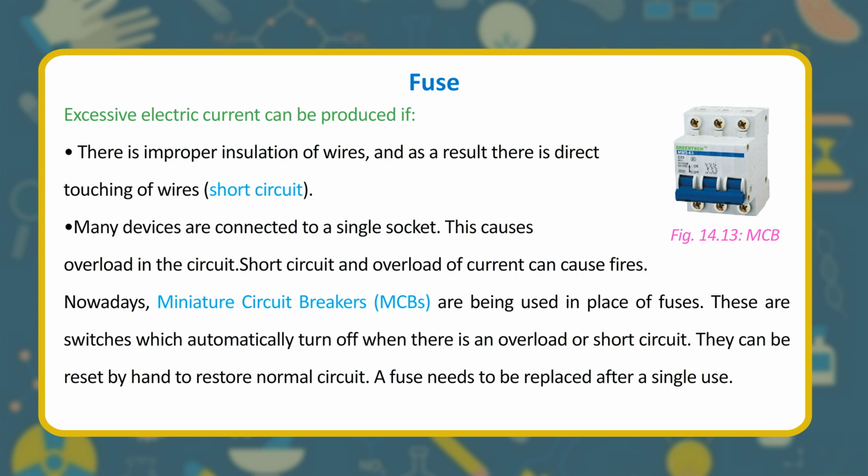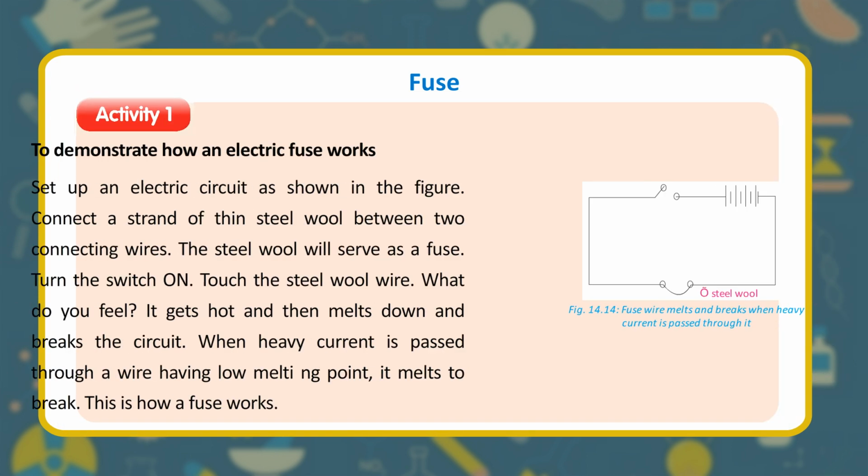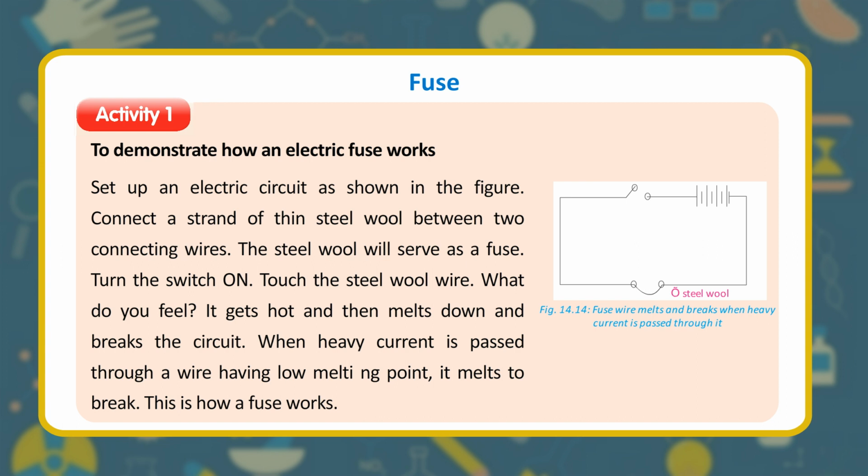A fuse needs to be replaced after a single use. Activity. To demonstrate how an electric fuse works, set up an electric circuit as shown in the figure. Connect a strand of thin steel wool between two connecting wires. The steel wool will serve as a fuse. Turn the switch on. Touch the steel wool wire.